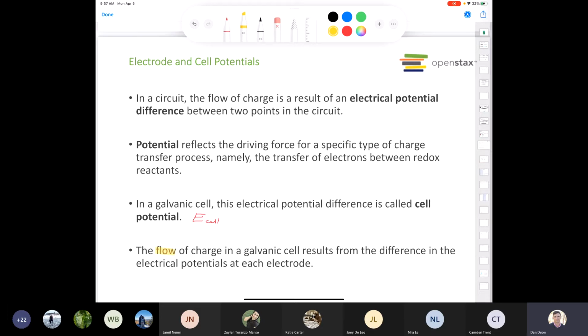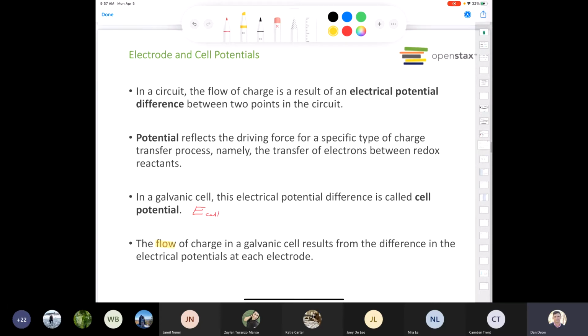Again, it's connected to the affinity of each metal and each ion for the electrons, right? There's got to be a tug of war for the electrons, if you will. And what we're going to spend some time doing now is looking at that tug of war.